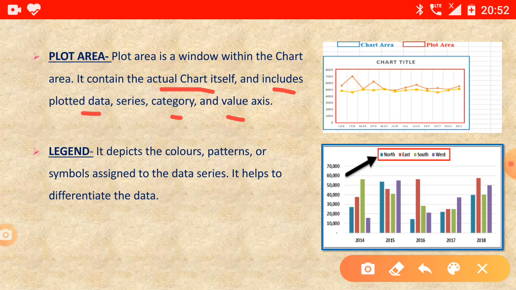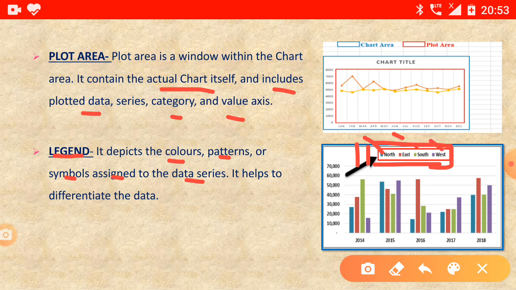Now come to the next point, that is legend. What is legend? It depicts the color, pattern and symbol assigned to the data series. You can see that this is a legend, meaning which color we are providing to our data. For north they are providing sky blue color, for east red color, for south green color, and for west purple color.